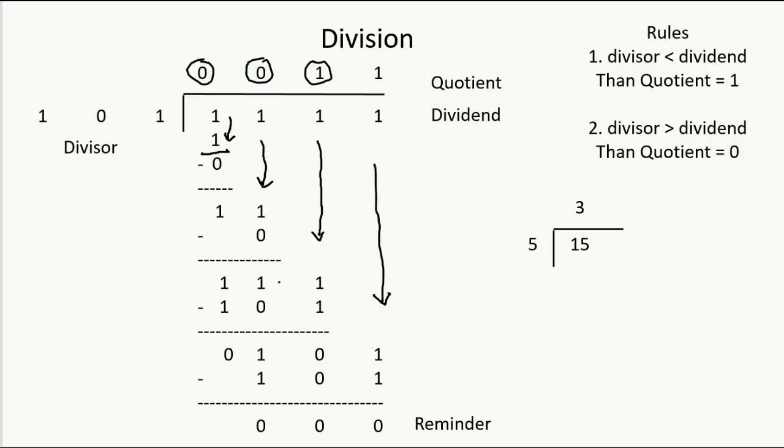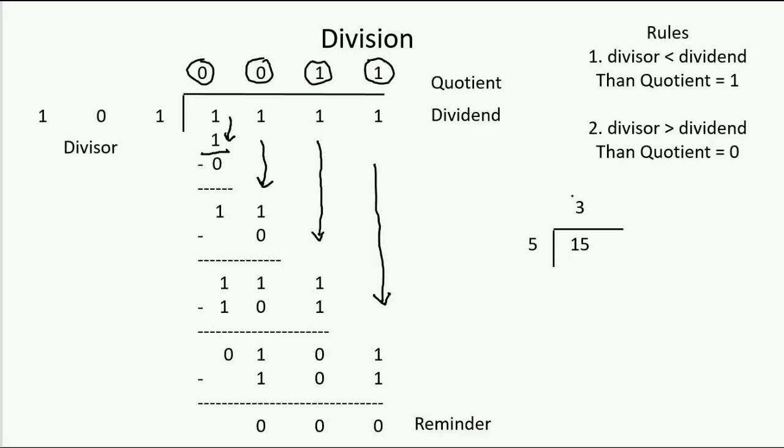We can say that 101 is equal to the divisor, so we again put the 1 over here. This 101 is carried forward due to 1 multiplied by the divisor 101, and after subtracting these two numbers, our answer is 000, so the remainder is 0.